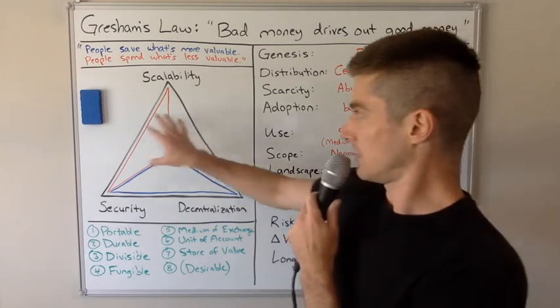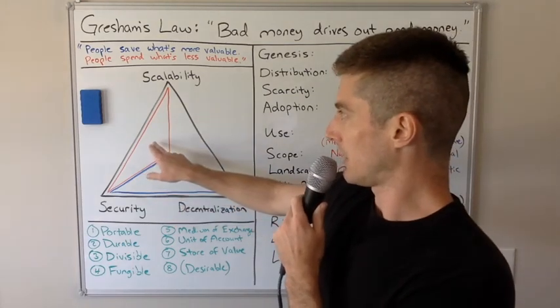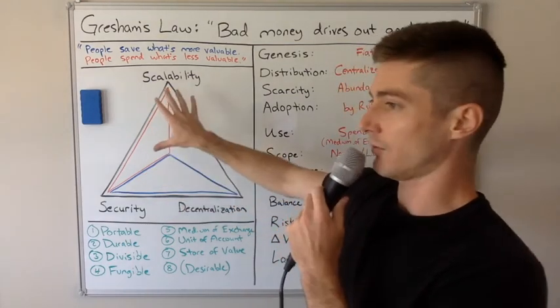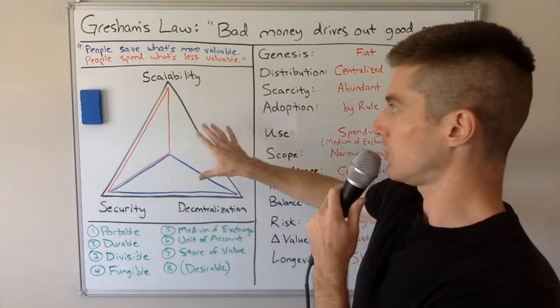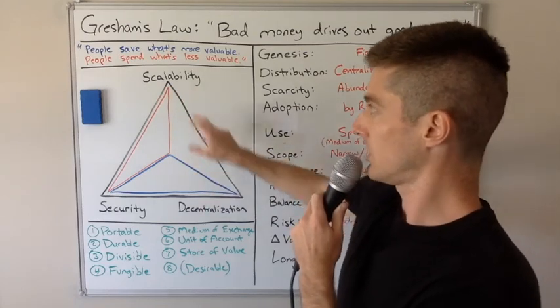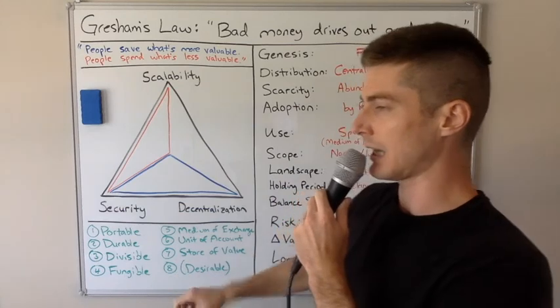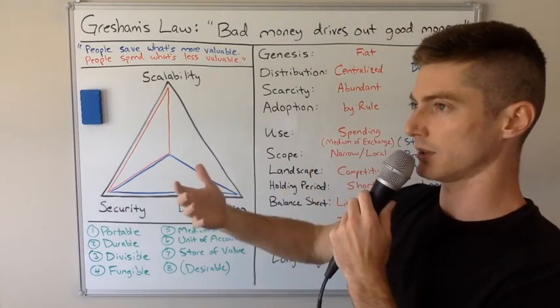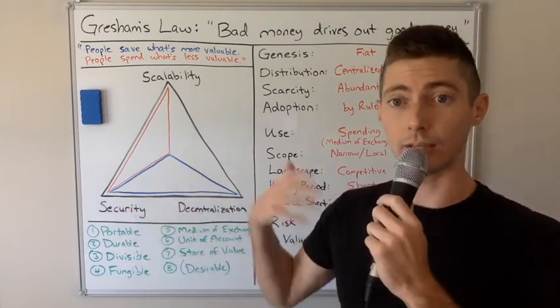So, okay, in terms of our triangle here, just a reminder that you can't have all 3 things. I mentioned that in my last video. So some things try to be scalable and secure. I am going to call those currencies, and hopefully you see why throughout this video.